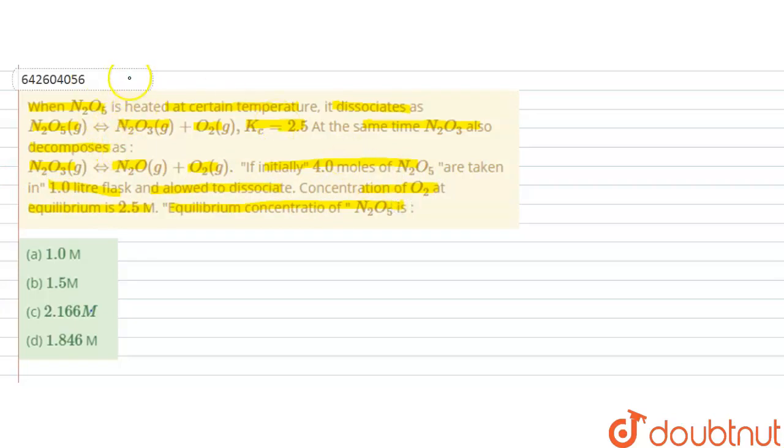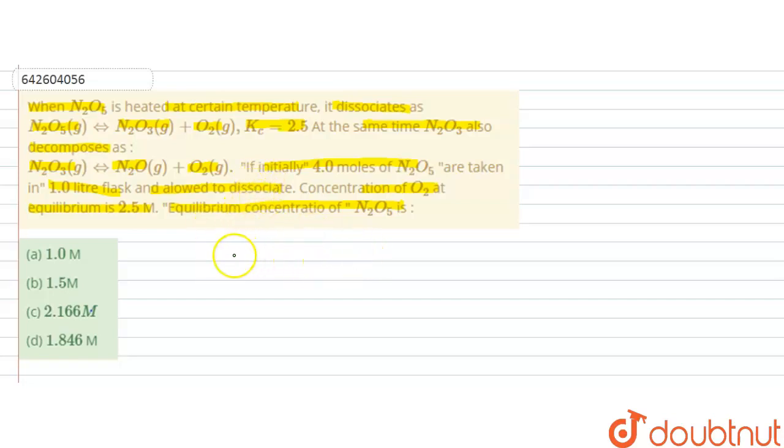So in this question it is given that N2O5 dissociates at a certain temperature into N2O3 and oxygen, and the equilibrium constant for this reaction is given. At the same time, the formed N2O3 also dissociates further into N2O and oxygen, and initially 4 moles of N2O5 are given, and at equilibrium the concentration of oxygen is given as 2.5 molar. So we have to find out the equilibrium concentration of N2O5.